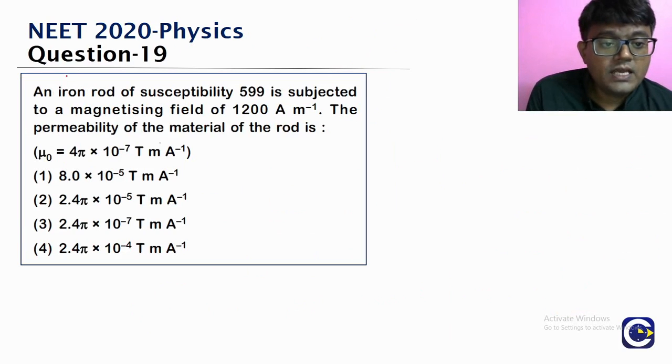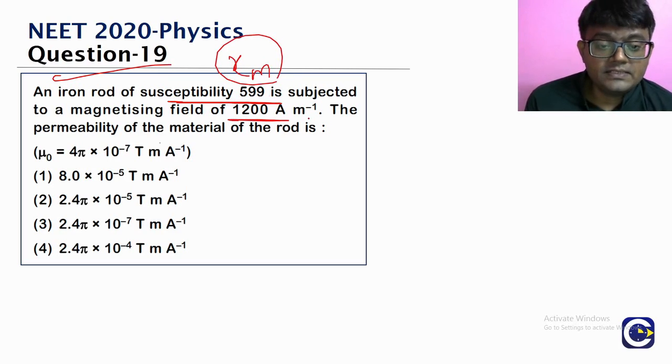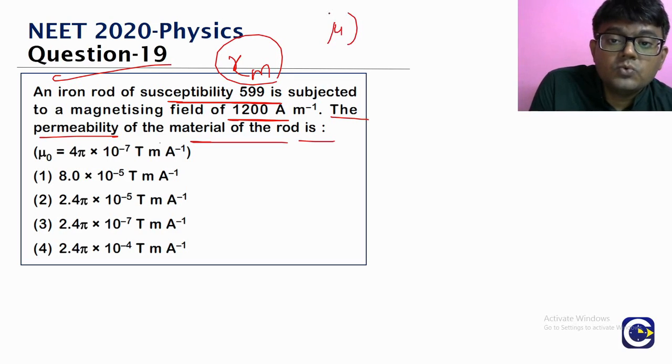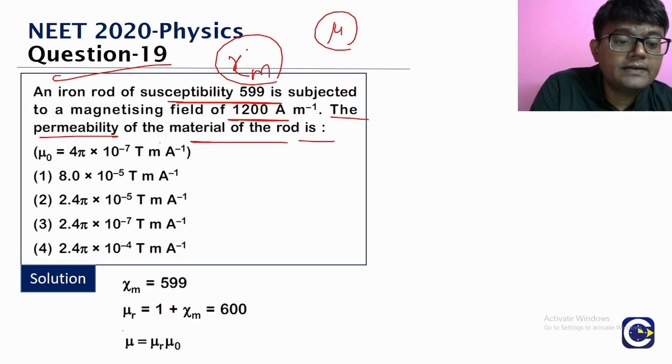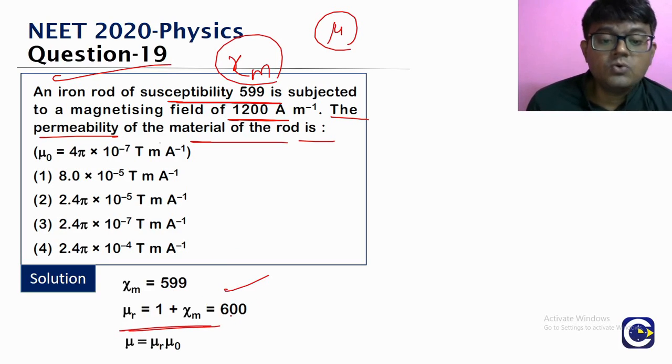Next, look at this one. An iron rod, with magnetic susceptibility chi m equal to 599, is subjected to a magnetizing field of 1200 ampere per meter. This is the magnetizing field value. The permeability of the material of the rod is, meaning we have to find mu for the material of the rod. See how susceptibility will be related. Look at this. Mu r, the relative permeability, will be 1 plus chi m, meaning 1 plus 599, which is 600. That is the mu r value.